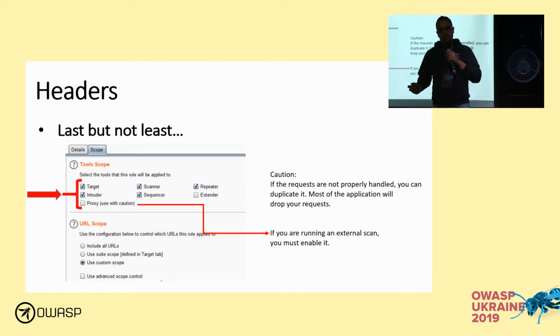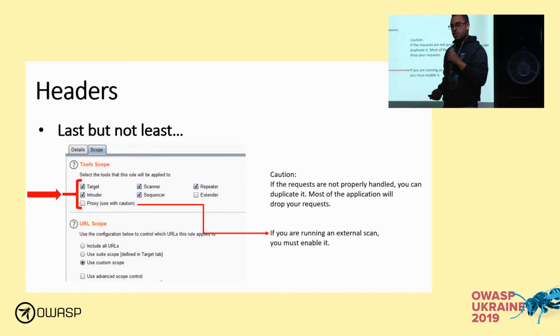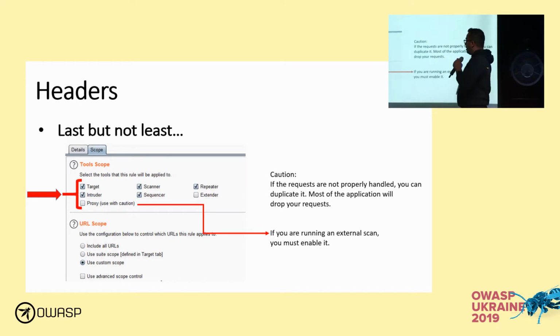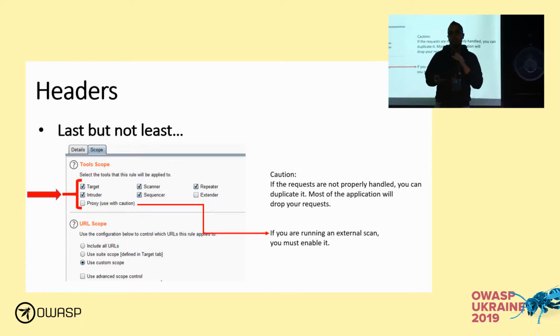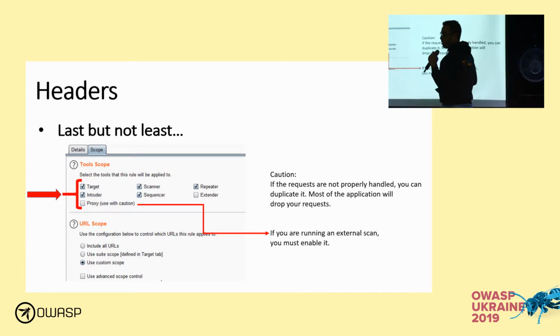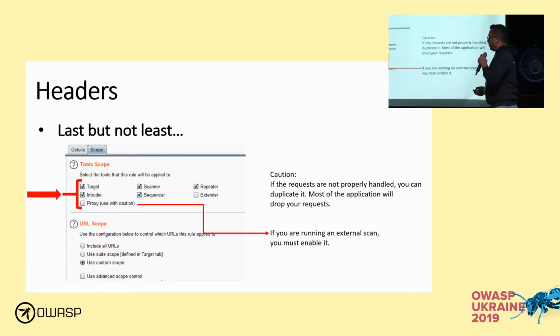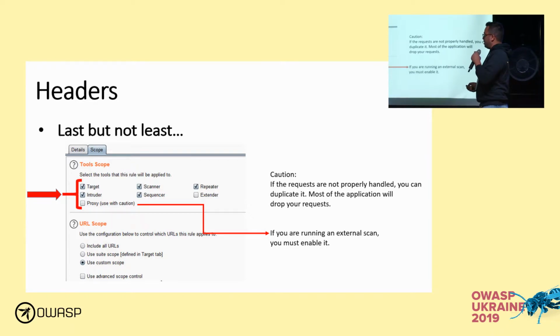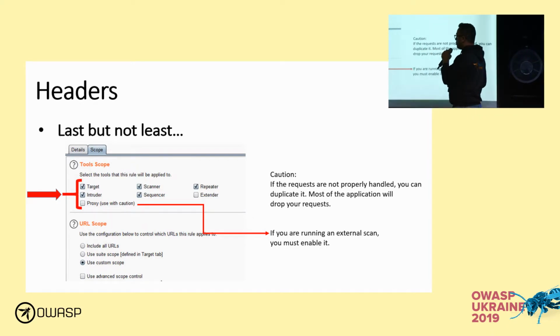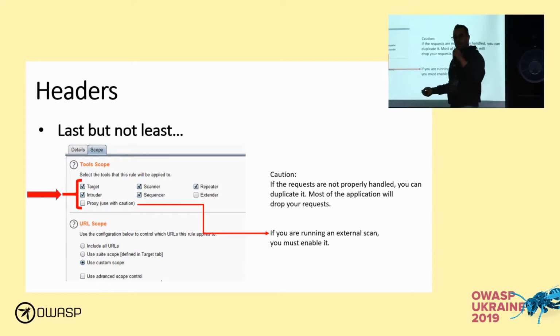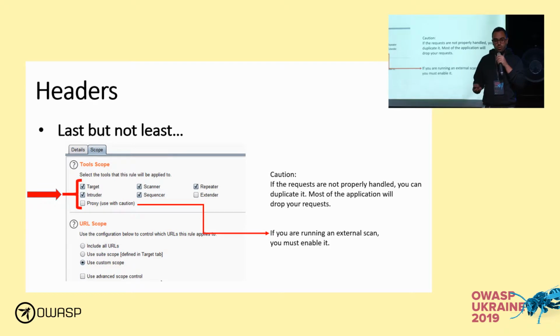This is an important configuration you should do in Burp, because it's going to drive how the requests work to your target and through Burp. For example, if you want the headers going through target, intruder, scanner, sequencer, or repeater, or wherever, you have to click here. If you don't click here, of course, it's not going to work.